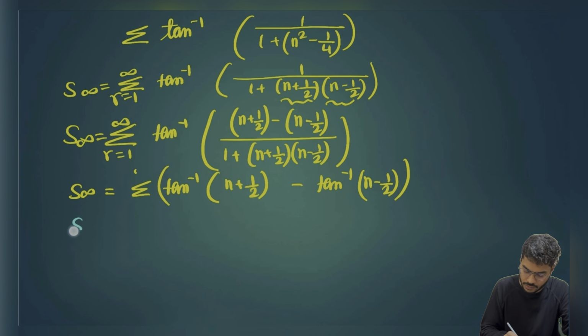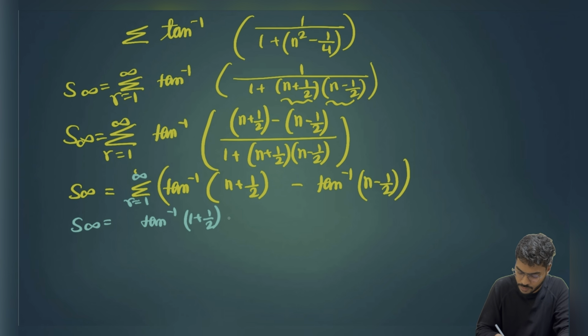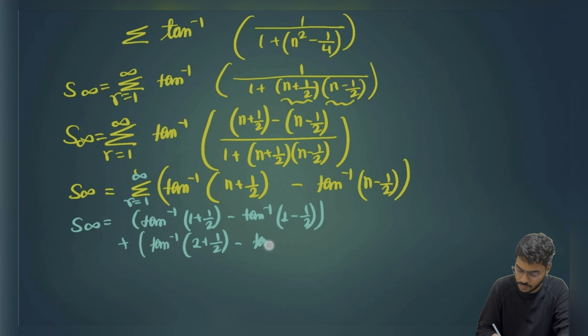Now put r equal to 1 to infinity. What is the answer I will get? I will get tan inverse of 1 plus 1 by 2 minus tan inverse of 1 minus 1 by 2, plus tan inverse of 2 plus 1 by 2 minus tan inverse of 2 minus 1 by 2, up to infinity. Don't you think tan inverse 3 by 2 and tan inverse 3 by 2 cancel out? Tan inverse 5 by 2 and tan inverse 5 by 2 cancel out.